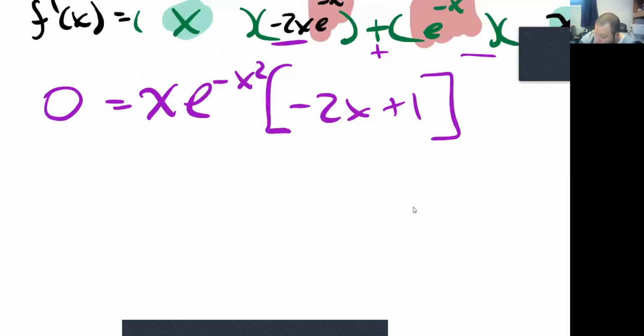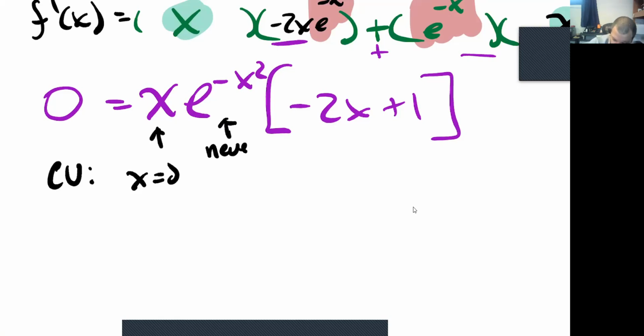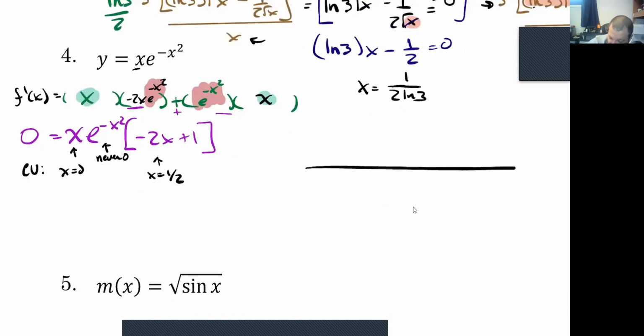So our critical values occur when x is equal to 0, when e to the negative x squared would be equal to 0, but that never happens. It's an exponential. This is never 0. And then when negative 2x plus 1 is equal to 0, so that's going to be x is equal to 1/2. All right, so right now, our domain would look like 0, 1/2, and we can see what f prime of x does there.